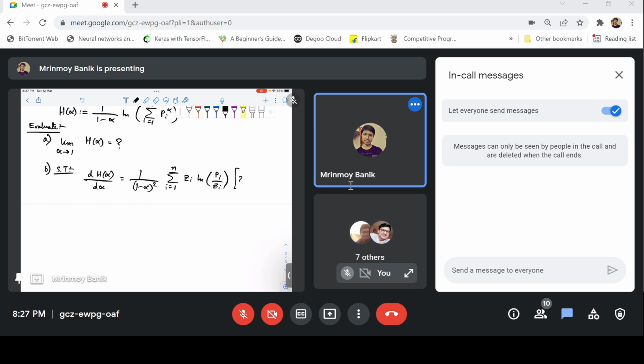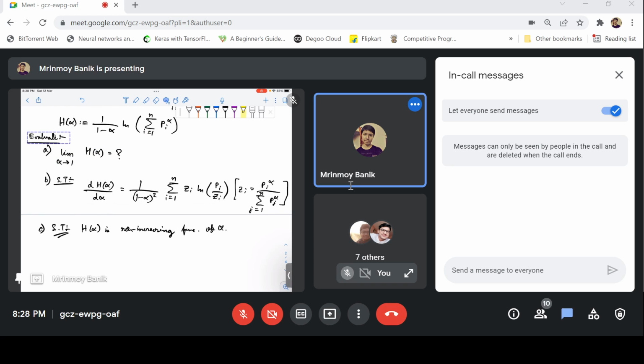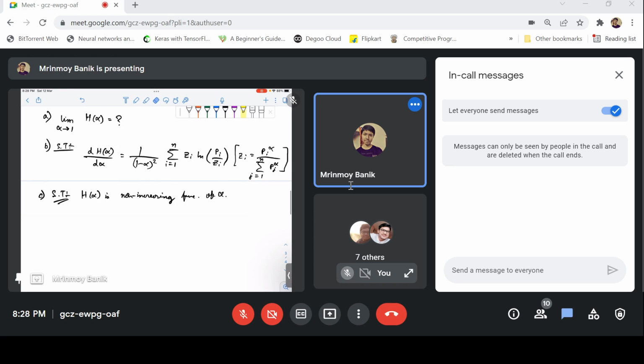Zi is pi alpha over the sum over j equals 1 to n. And also the last part, hence or otherwise, show that H alpha is non-increasing. That is, it's either flat or is a decreasing function of alpha. Wait for a few minutes.